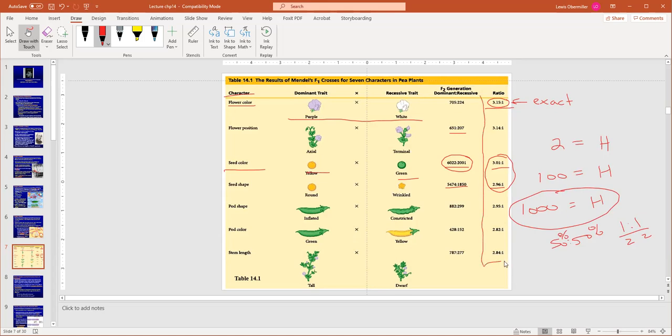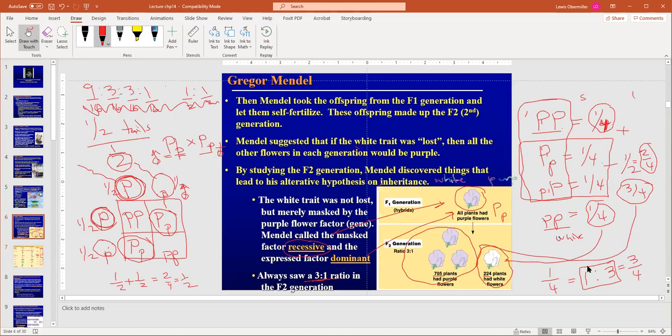So Mendel, all these experiments pointed to this 3-to-1 ratio. And that made him think, okay, 3-to-1, 3-to-1. And he went back, he worked backwards. And if you read his paper, he worked backwards to figure out that there's two. He didn't know chromosomes, he didn't know genes, he didn't know any of that. He said there's two particles in every pea plant. And that pea plant only passes one of those particles down.